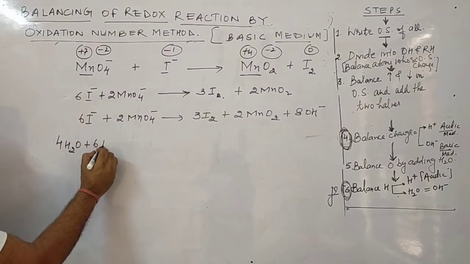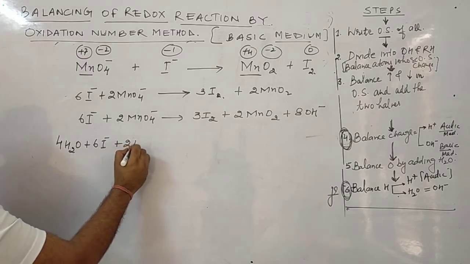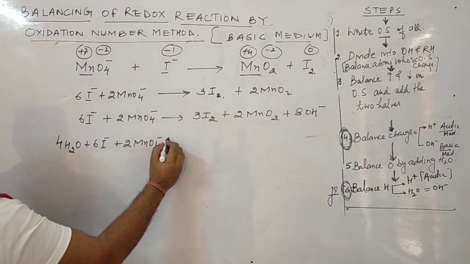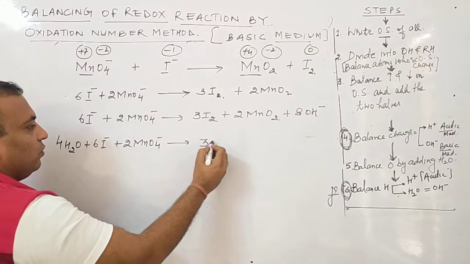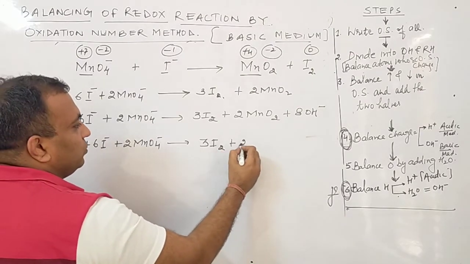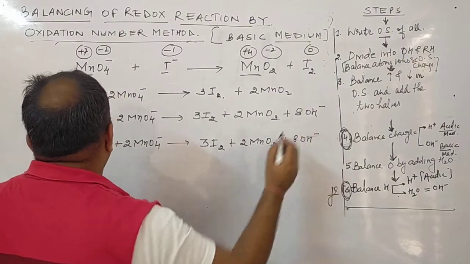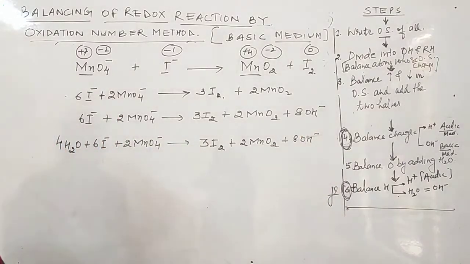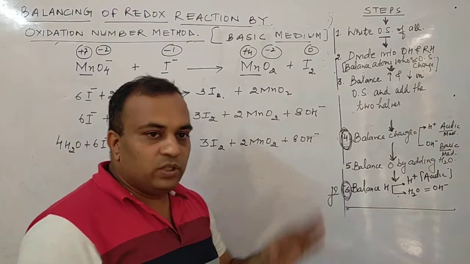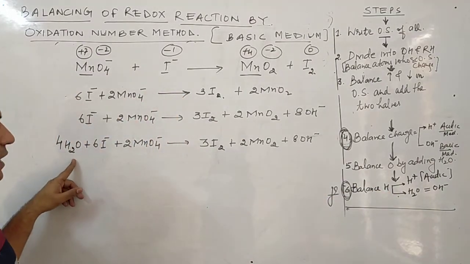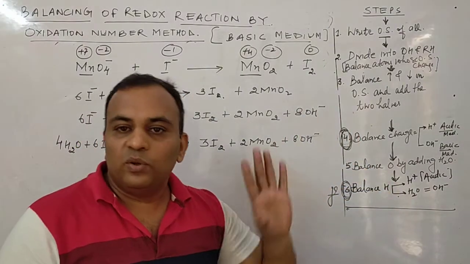4H2O, 6I negative plus twice MnO4 negative giving you 3I2 plus twice MnO2 plus 8 OH negative. Am I clear? Oxygen is balanced. Now in the last hydrogen, just check करते हैं. So 4 2s are 8 hydrogen and 8. This step no need to do it.